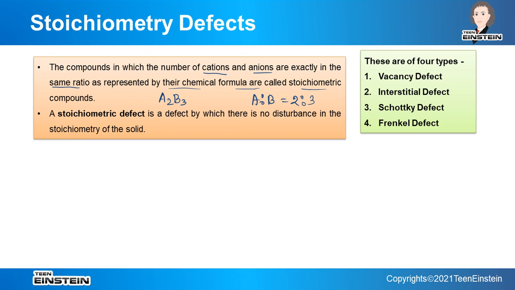So that is why we are saying that stoichiometry is maintained even after defect formation. That is why it is known as stoichiometric compounds. And in this defect, there is no disturbance in the stoichiometry of the solid. Now there are four types: vacancy, interstitial, Schottky, and Frenkel defect. We will study each of these one by one.